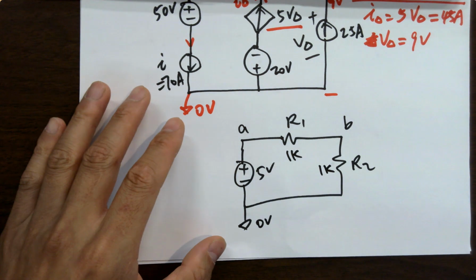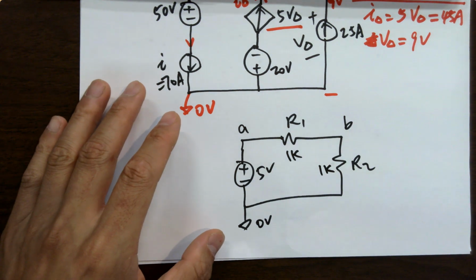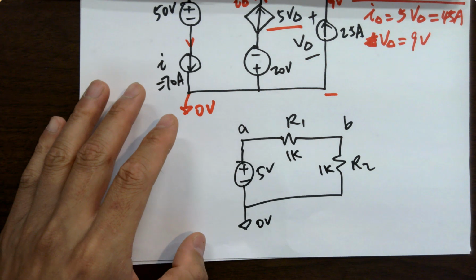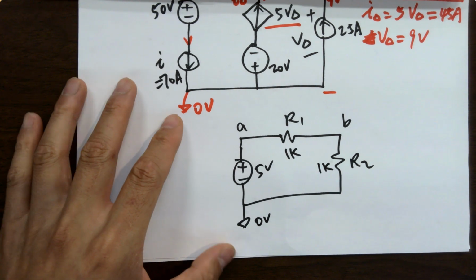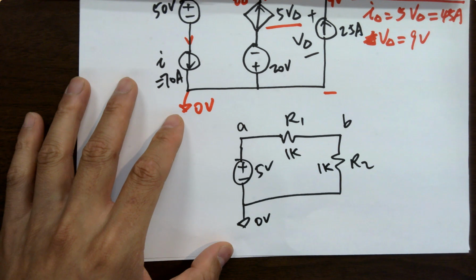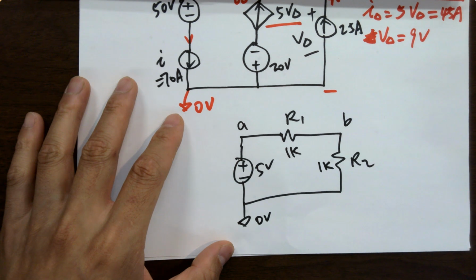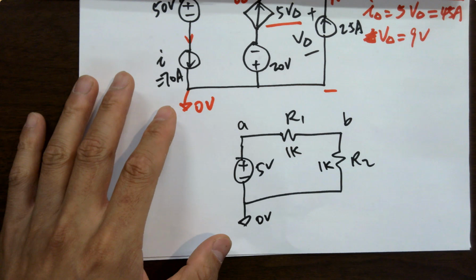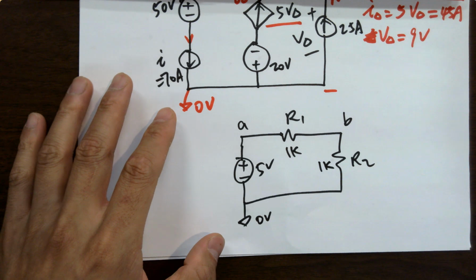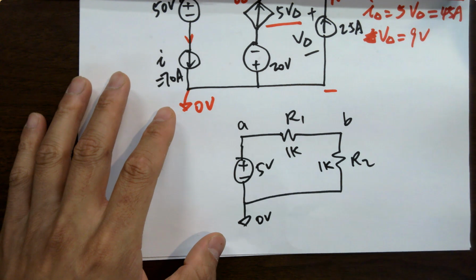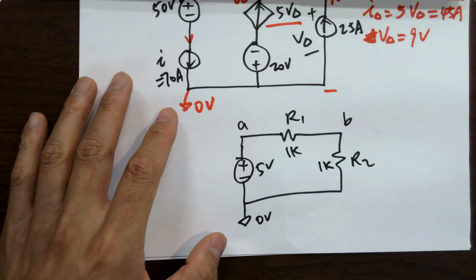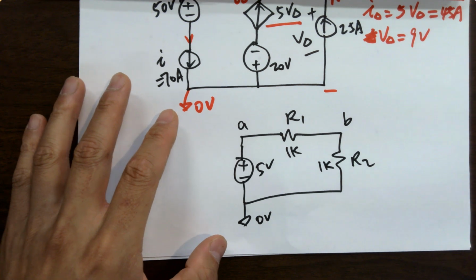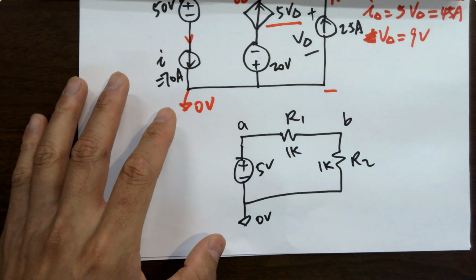1K ohms for each. The voltage across R1 is 2.5 volts. The voltage across R1, or the voltage dropped across R1, is 2.5 volts. Yes, because R1 has 2 terminals. You cannot just say R1's voltage is something. Okay?